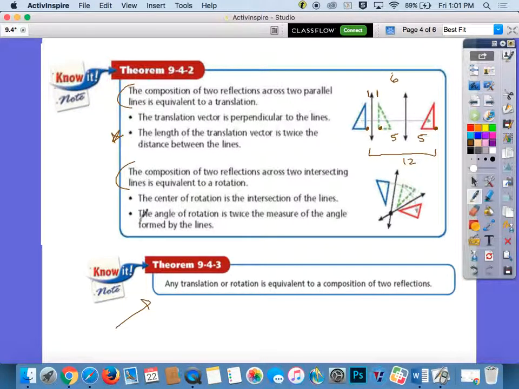Okay, and then your angle of rotation. This is similar to this concept here, guys. The angle of rotation, this angle here, is twice the measure of the distance here, and it's because they're equidistant from these lines. All right.